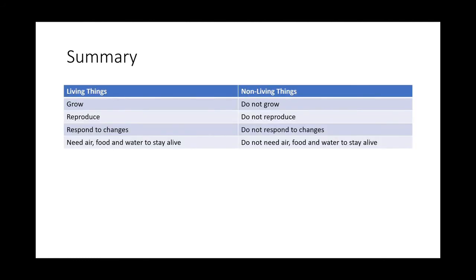Okay, in summary, this is what you learned today. Living things grow, they reproduce, they respond to changes, they need air, food and water to stay alive. Whereas non-living things are the direct opposite. So you realize that the characteristics on the left and the right are exactly the same, just that the one on the right is the direct opposite of the living things. So as long as you can memorize the four characteristics of living things, then you're good already. Once you memorize them, you just have to know that the non-living thing is the direct opposite. Like I mentioned earlier, this is a very important thing that you must memorize in this chapter. You must memorize by heart.